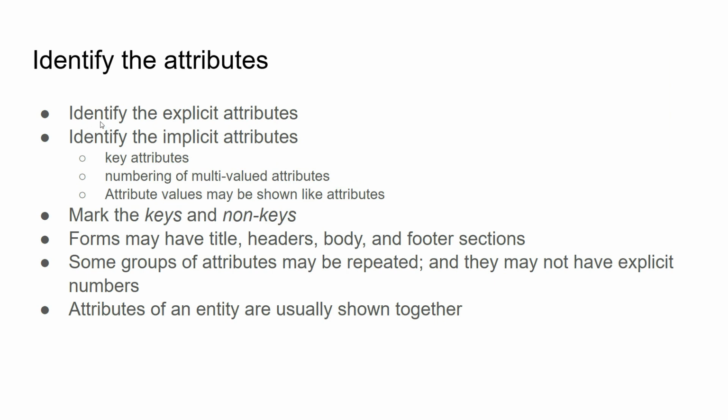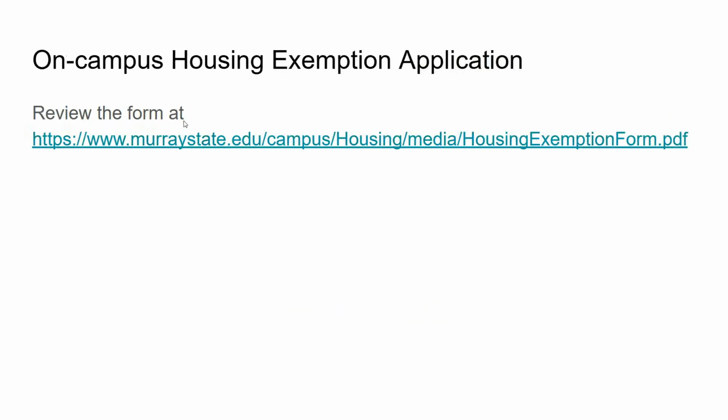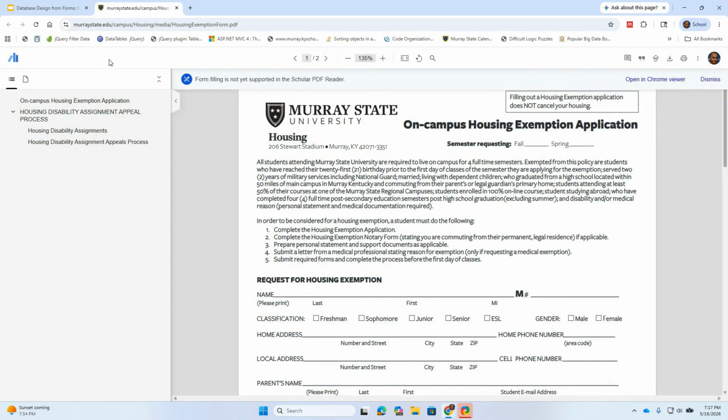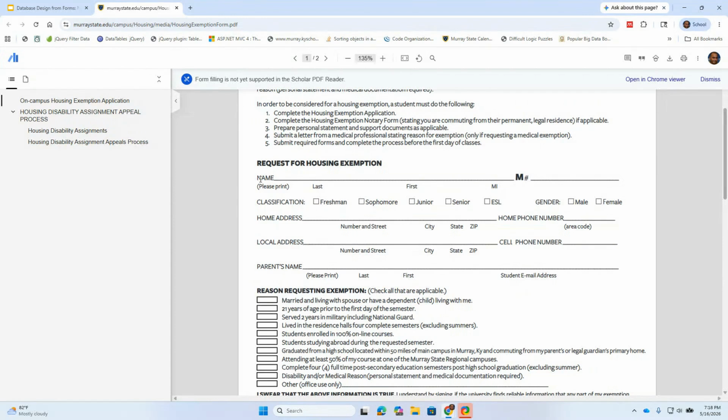And here's an example of a user form. This form is from Murray State, and this is a form for an on-campus housing exemption application. It's asking for which semester you are requesting, the name of the student, M number of the student, what the student classification is, home address, local address, and then there are these areas where the user will type in or handwrite the data.